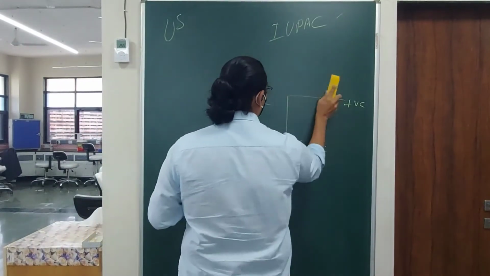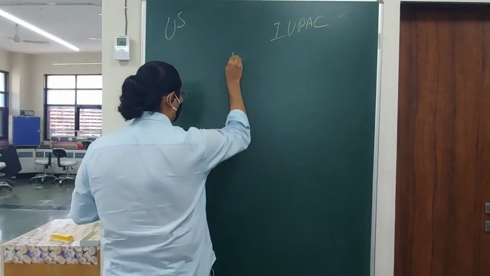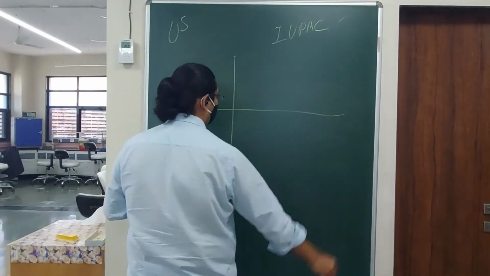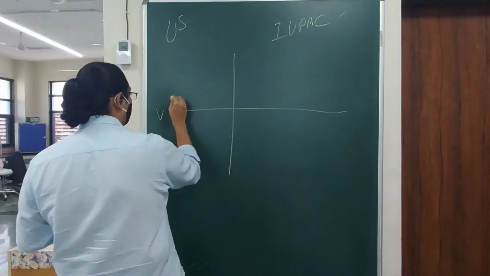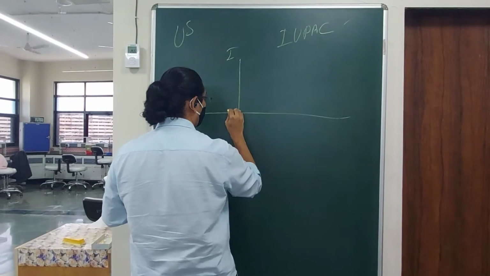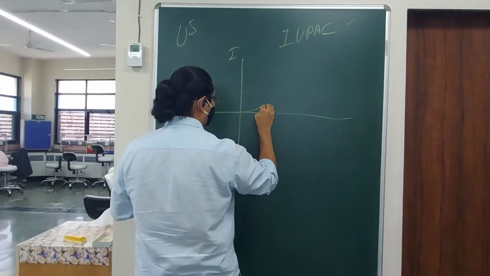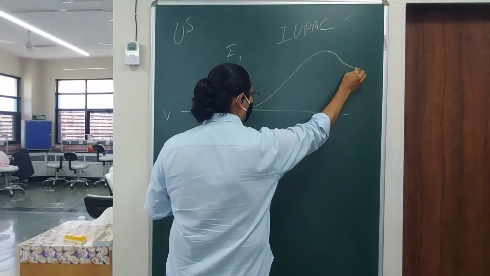Now what kind of information can you get from the curve? Suppose these are the axes you have, voltage and current, let's label them, and this is probably the kind of curve you might get.